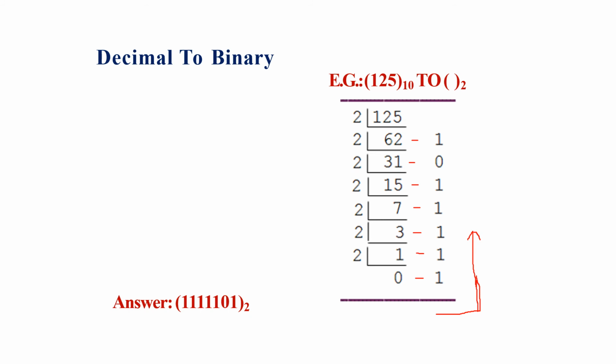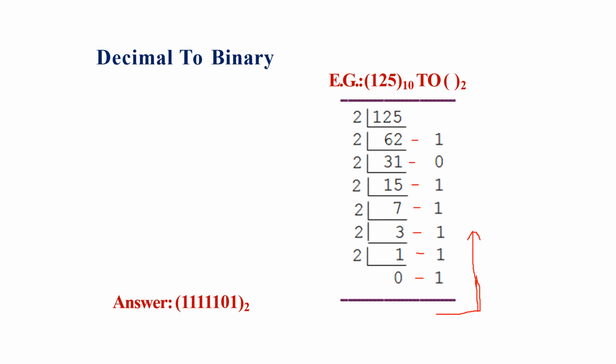So 125 is, as we know, an integer number, so we can use the successive division method. So successive division by what? We have to convert the final value to binary, no? So successive division by 2. Suppose the conversion is from decimal to octal, then successive division by 8. Is it clear? Since the final value should be in terms of binary, we have to use successive division by 2.